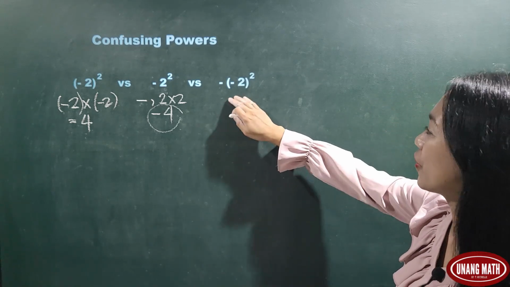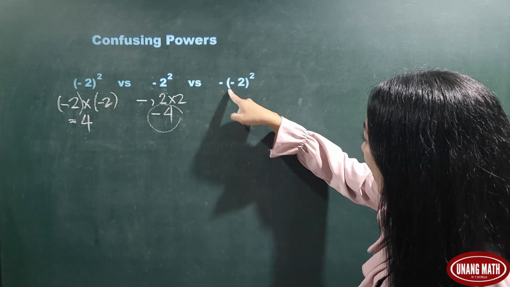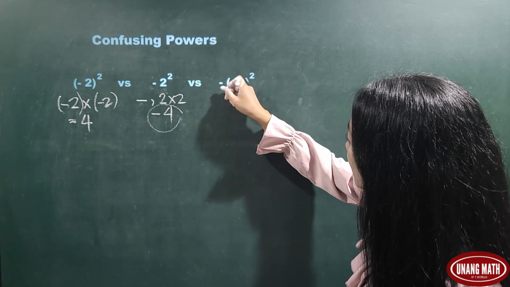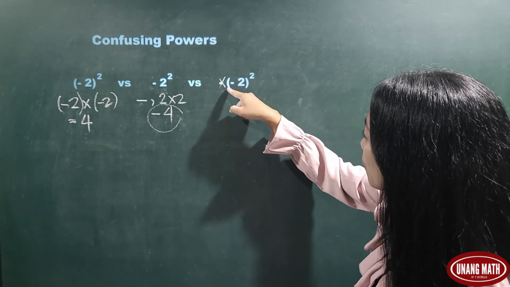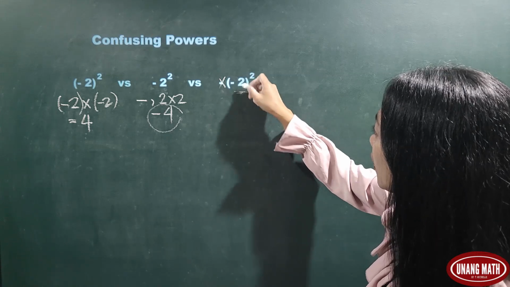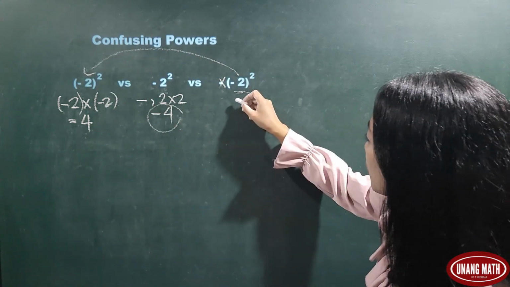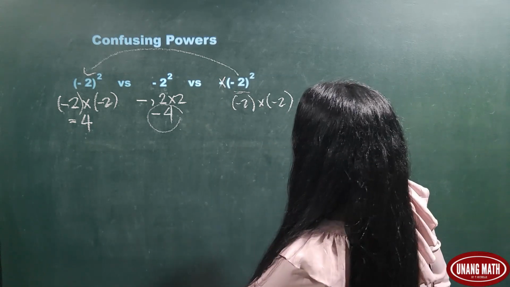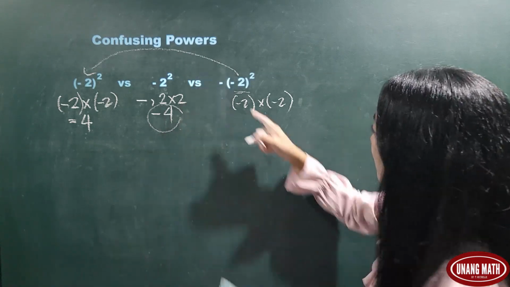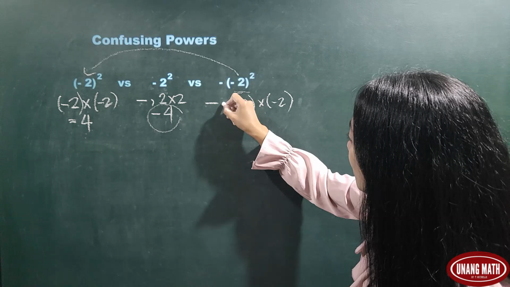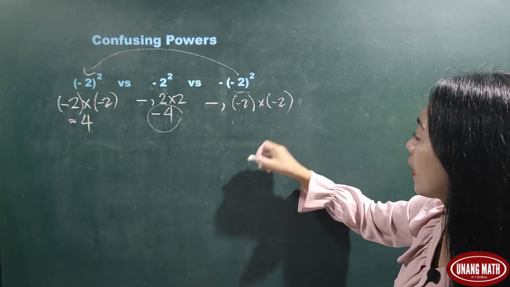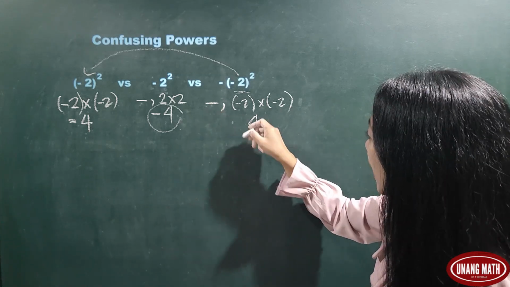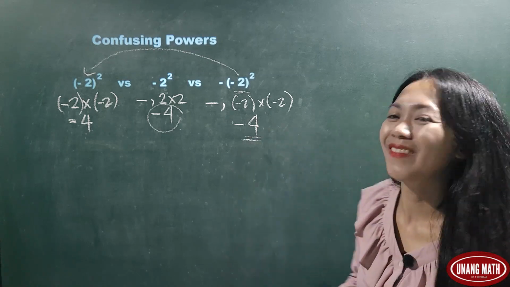Okay, how about this third number? Negative and then the negative 2 inside the parenthesis raised to the power of 2. If we remove this negative sign, negative 2 inside the parenthesis raised to the power of 2 is the same as this one, so this is negative 2 times negative 2. But since we have a negative sign outside the parenthesis, we can write it this way: negative, so negative 2 times negative 2 is positive 4. And we just need to attach the negative sign before 4. So this is negative 4.